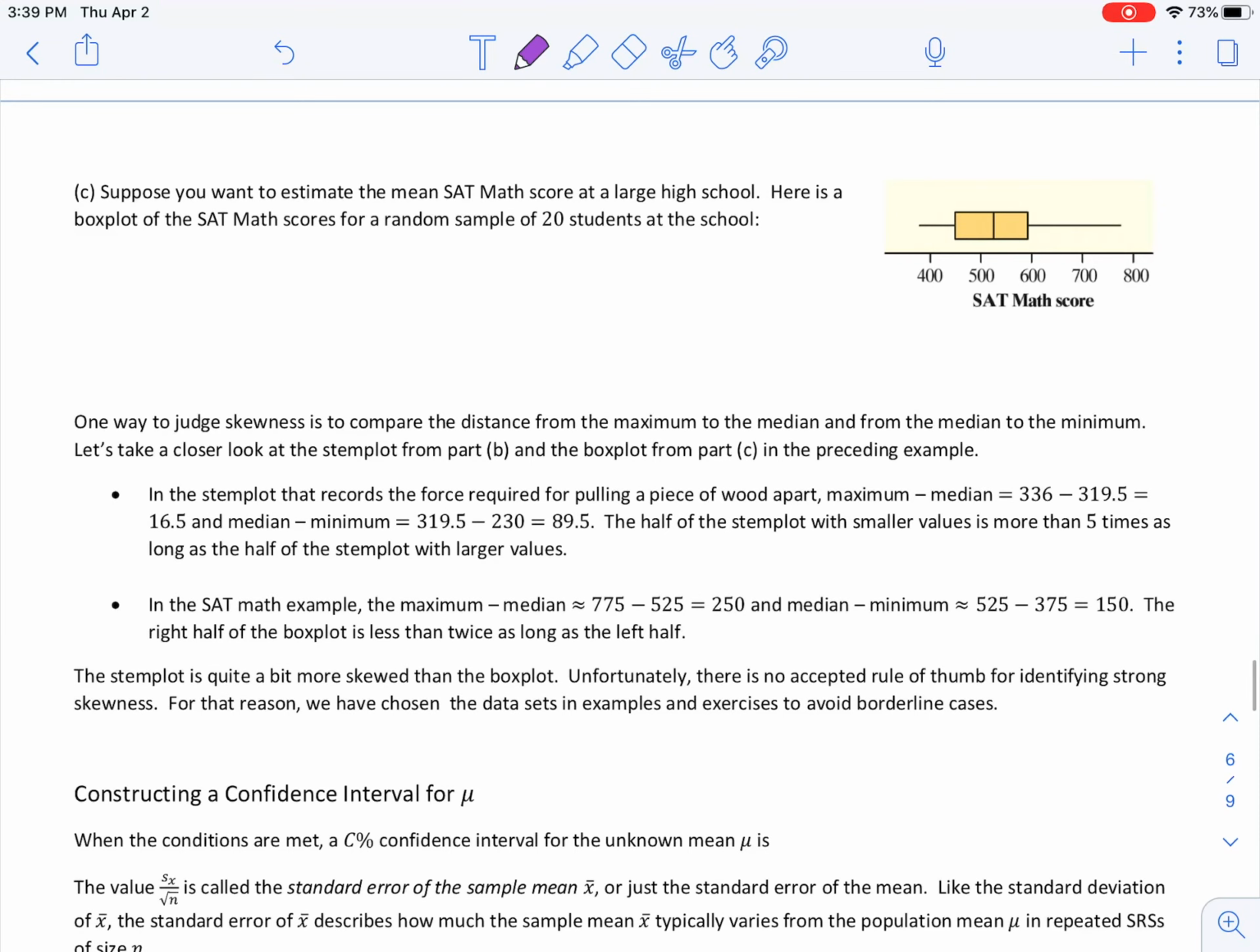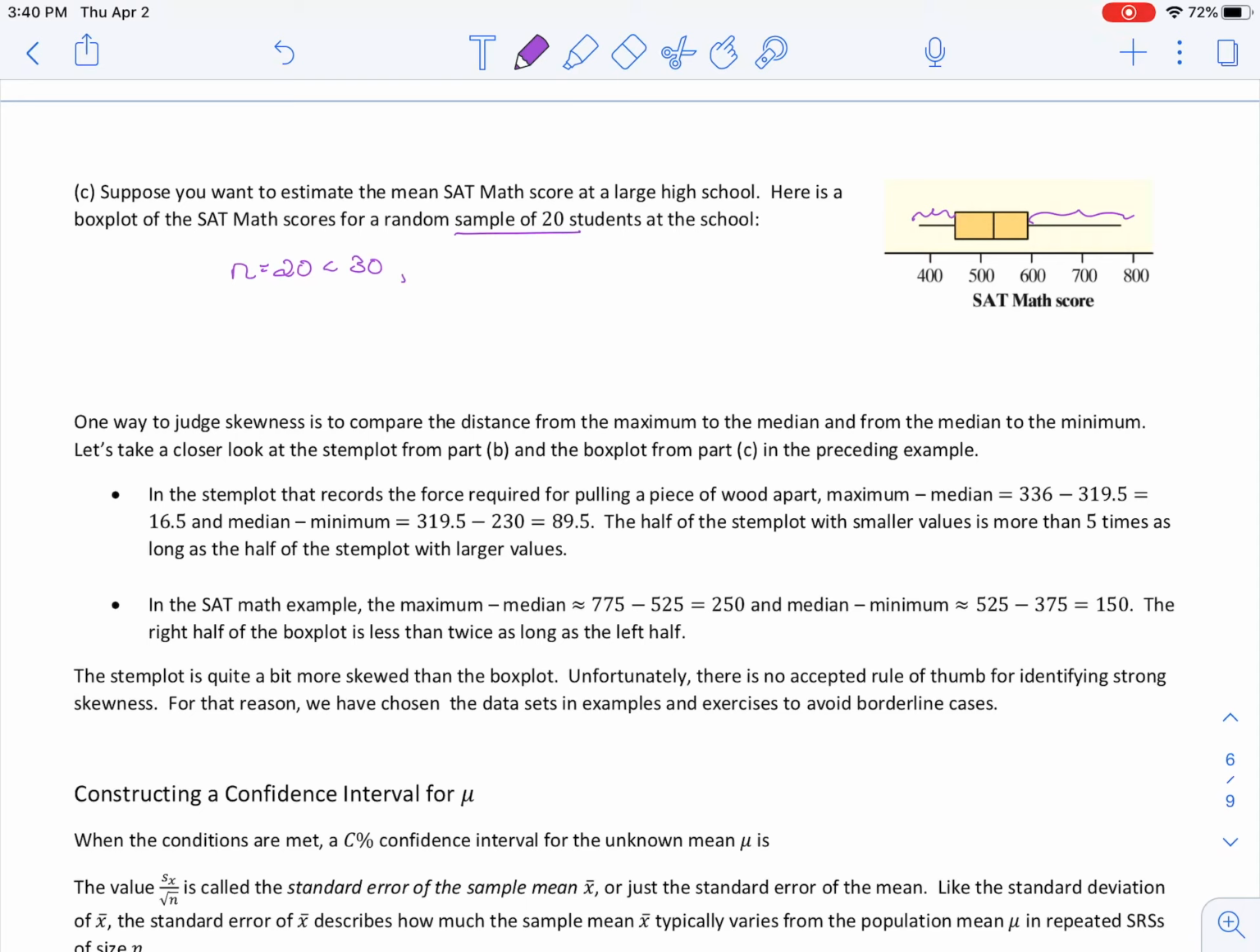But part C, if you're wanting to estimate SAT math score at a large high school, we have a box plot of the data. Again, we have a sample of 20, so we can't meet it the really quick and easy way. But if we look at this distribution, it is slightly skewed. This tail of the top 25% is more variable than the low 25%. So that's a little bit of a concern, but it's not that concerning. It's not that strongly skewed.